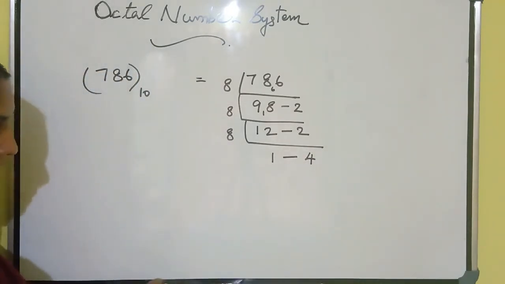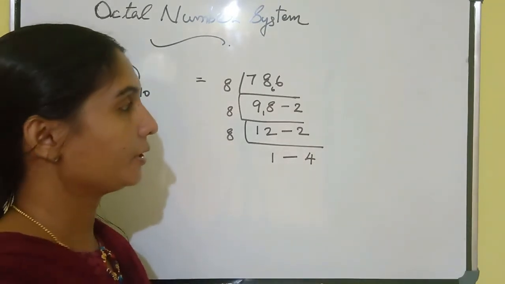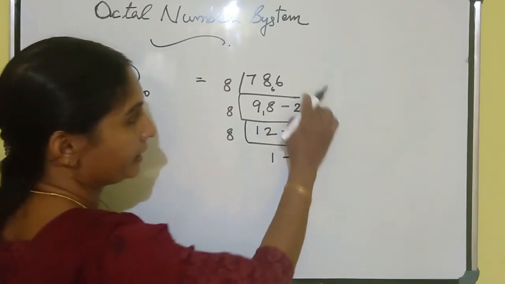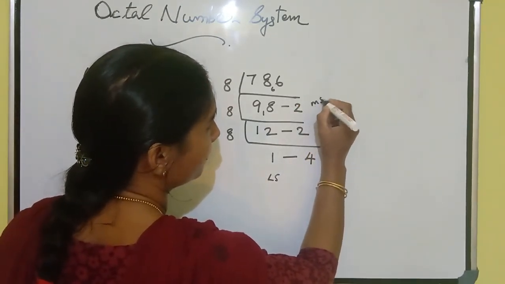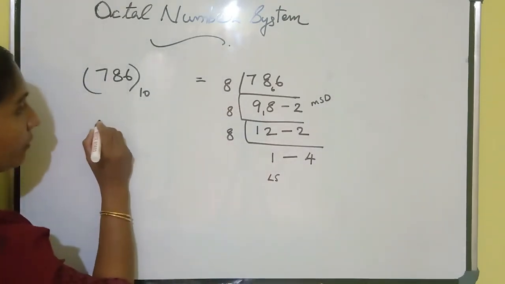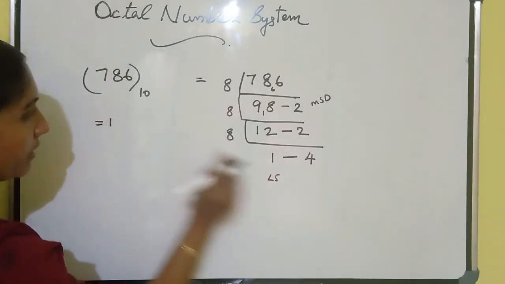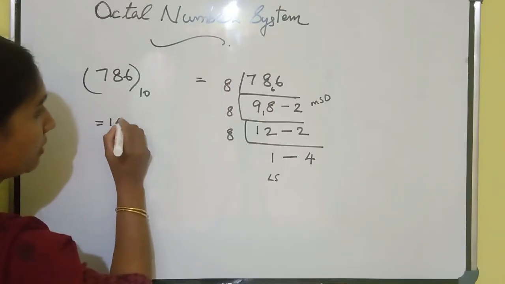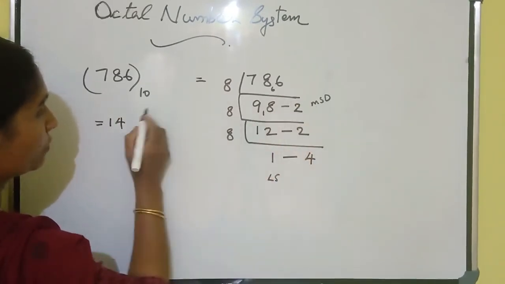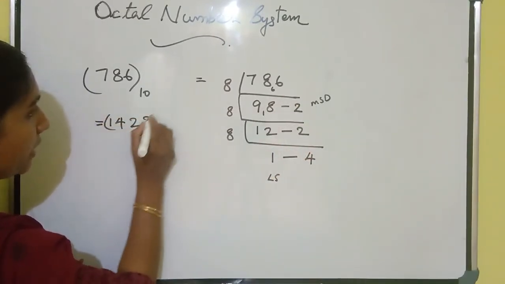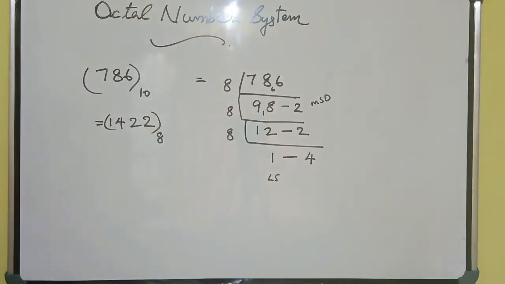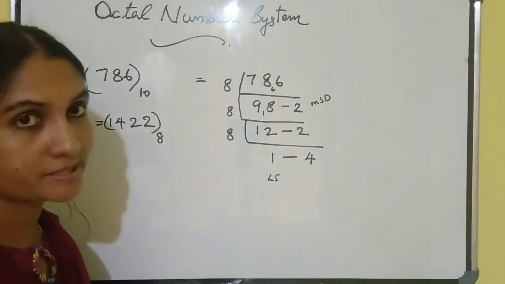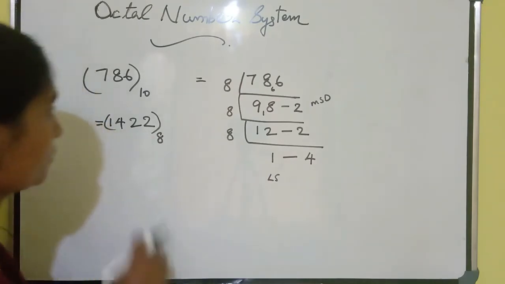Okay. Then after that we have to read the values from here. This is called the LSD. This is called the MSD. And how can you write the equivalent number? 1, 4, 2, 2, 2. This is the equivalent octal number of this decimal number 786: 14222.